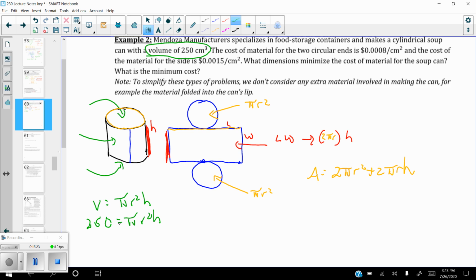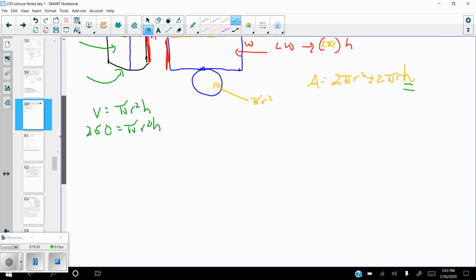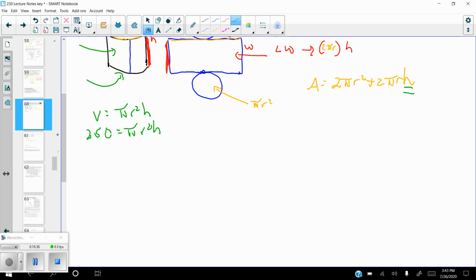It's much easier to solve for h, and that's going to allow me to plug that into the h over here, and everything will now be in terms of r. So let's go ahead and do that. I'm going to scroll this down now because we're pretty much down to just doing the math. We're going to solve the volume equation for h by dividing both sides by pi r squared. So we get 250 divided by pi r squared equals h.